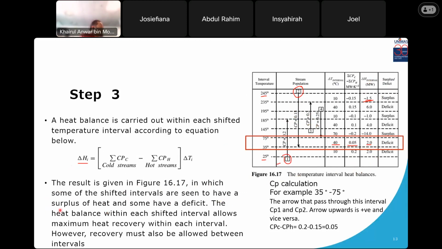We have a surplus of heat in some intervals and a deficit in others. The heat balance within each shifted interval allows maximum heat recovery within each interval. However, recovery must also be allowed between intervals. Also, the CP calculation, for example, 35 to 75. That's what I'm doing.